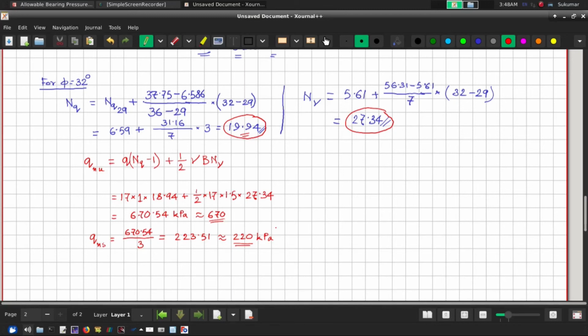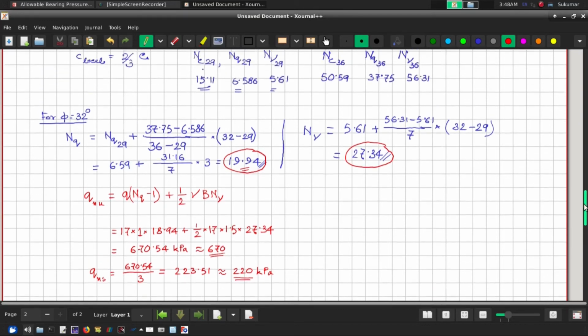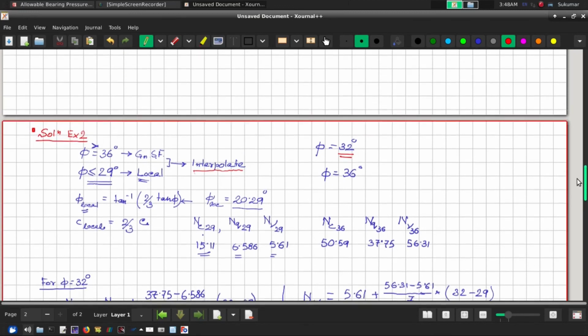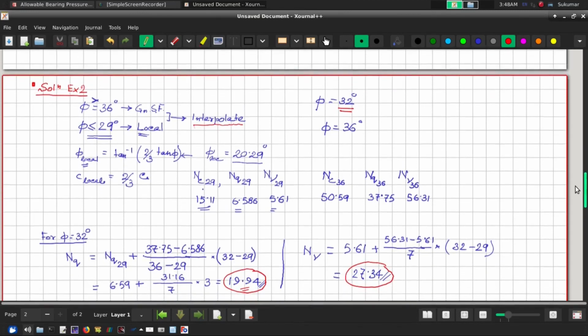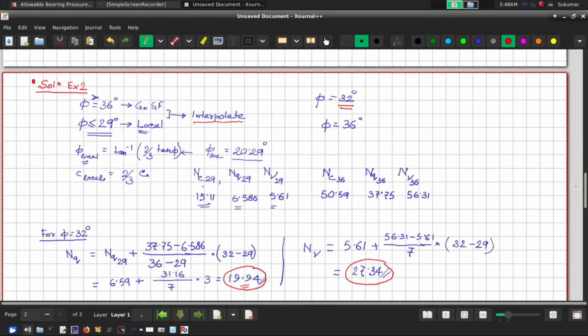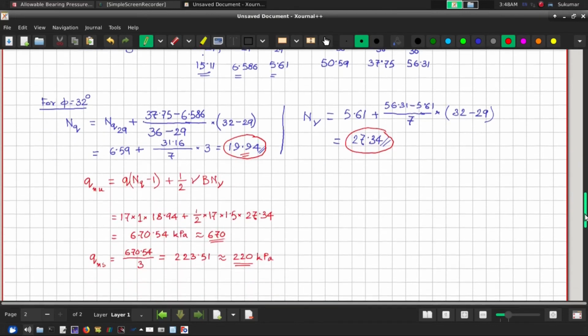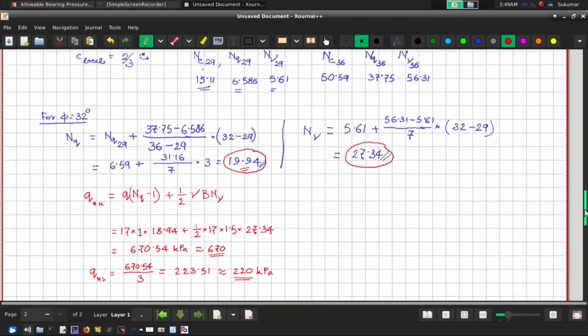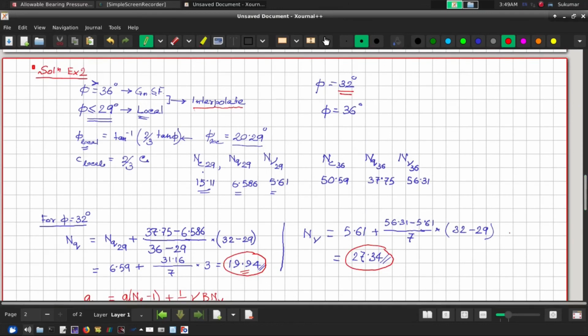Alright, so this is how the linear interpolation of bearing capacity factors between general and local shear failure is done. Alright, so this completes our second problem.